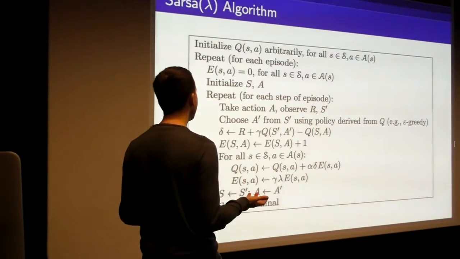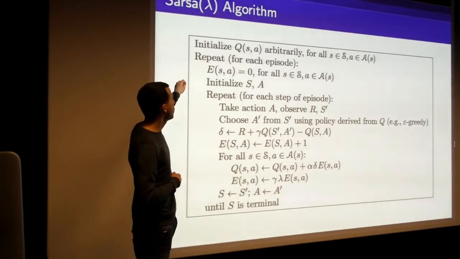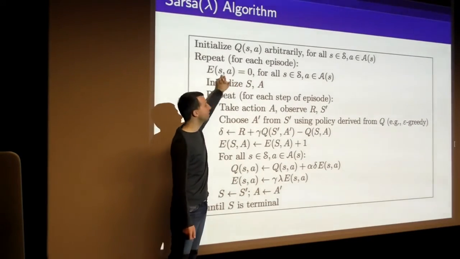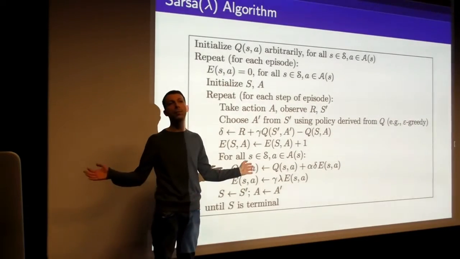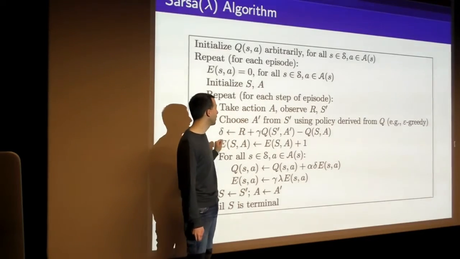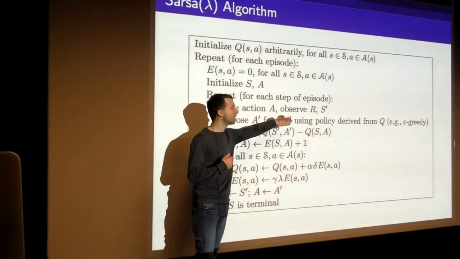So Sarsa lambda, it looks something like this. So we're going to basically initialize our eligibility traces to 0 at the beginning of each episode. You want to say, well, I can't blame anything yet, I haven't seen anything. And then for each step of the episode, we take our actions using our policy.